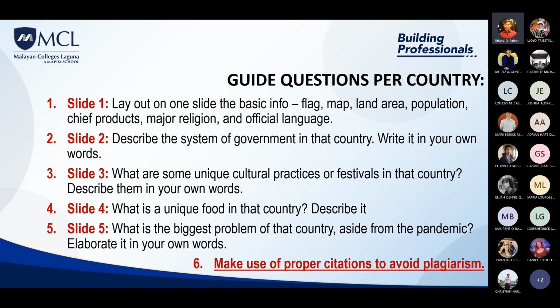For the second slide, you would have to describe the system of government in that country, but you have to write it in your own words. If you got this from a source, then you make sure that there would be a proper citation for it. Okay, another is for the third slide. The question is, what are some unique cultural practices or festivals in that country? Now you have to describe them in your own words. And for the fourth slide, what is a unique food in that country? And for the fifth slide, what is the biggest problem of that country aside from the pandemic?